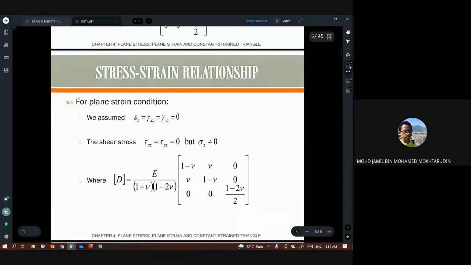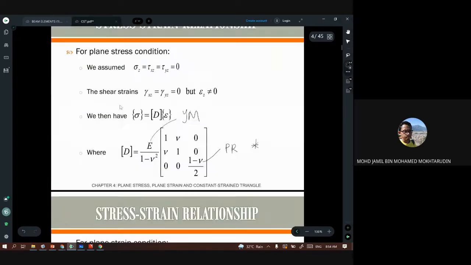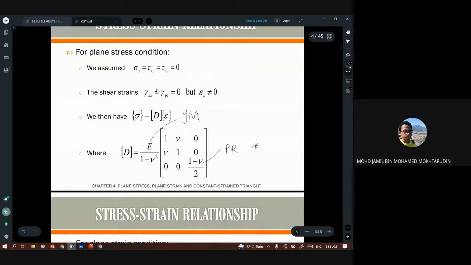And then for plane strain, same thing, but the formula for D is different. So this also needs to be jotted down. This is for plane strain, and this is for plane stress.